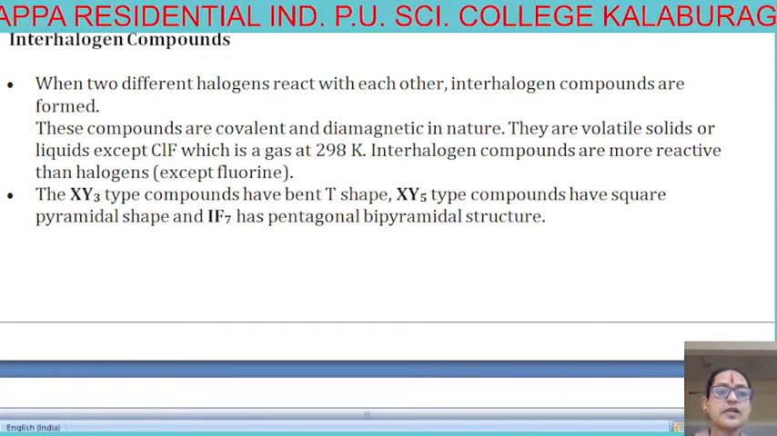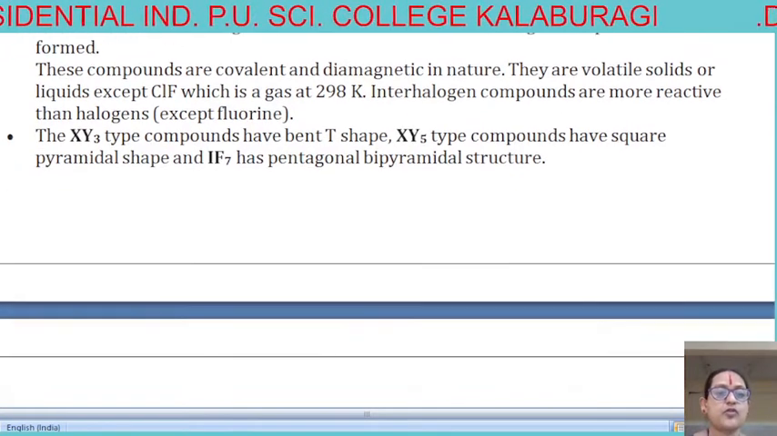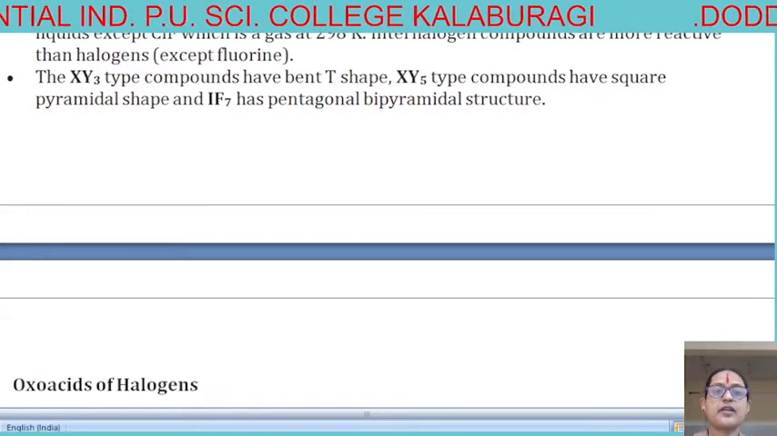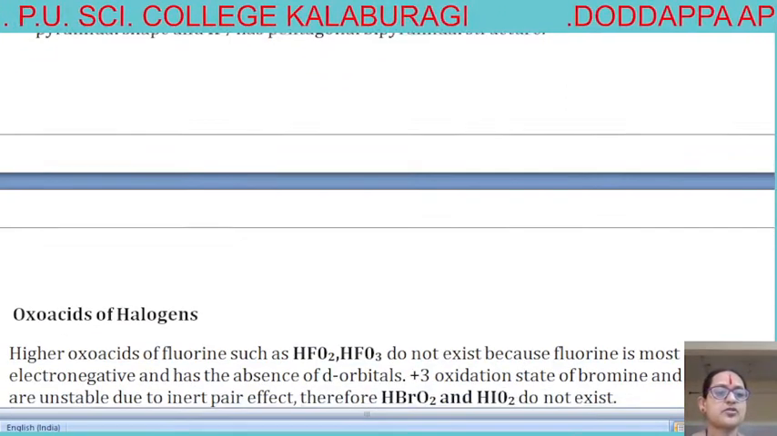Here XY3 type of compound is being formed. XY5 is also formed, with a pyramidal shape, and IF7 has a pentagonal bipyramidal structure.